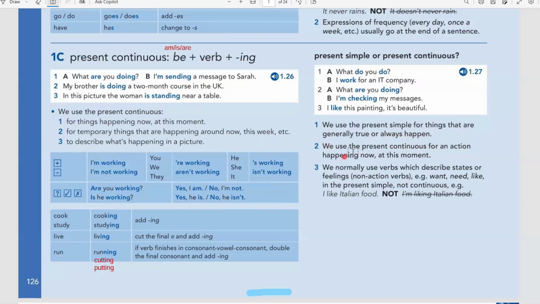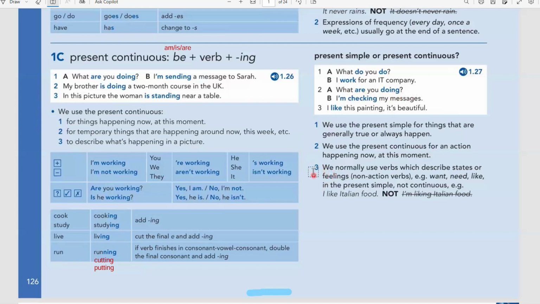Present continuous, we've just discussed. You talk about something happening now or at this moment, temporary things, and when we want to describe a picture. So like, what do you do? It means, what is your job? Like a permanent job. I work for an IT company. So always true, or a permanent job. What are you doing? I'm talking about at this moment, like while I'm talking. What are you doing? I'm checking my messages.